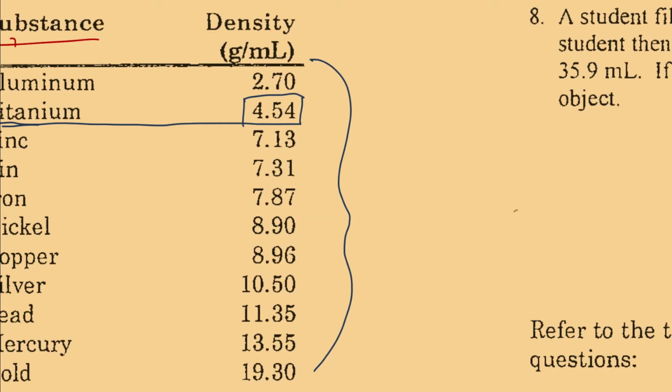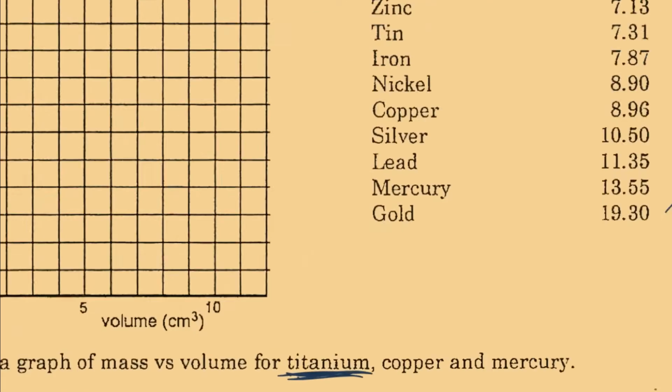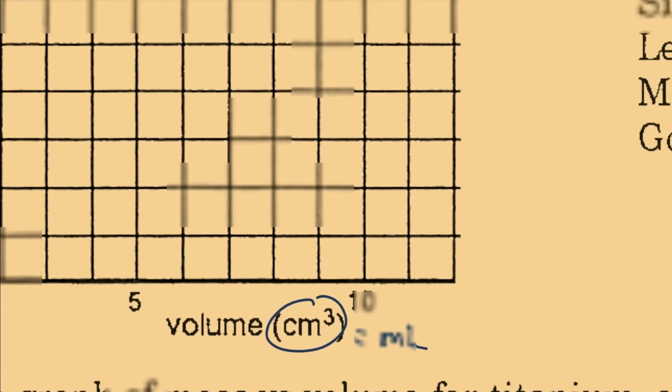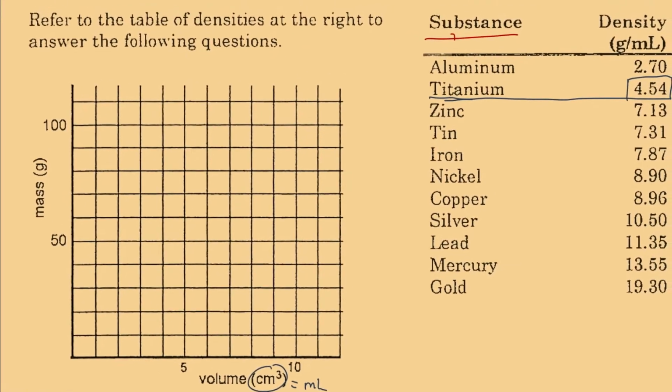I'm going to rewrite grams per milliliter as the mass in grams of 1 milliliter. Remember, by the way, that cubic centimeter is the same as milliliter. Milliliter is normally used to measure the volume of liquids, and cubic centimeter is normally used to measure the volume of solids, but they are equivalent units. They mean the same thing.